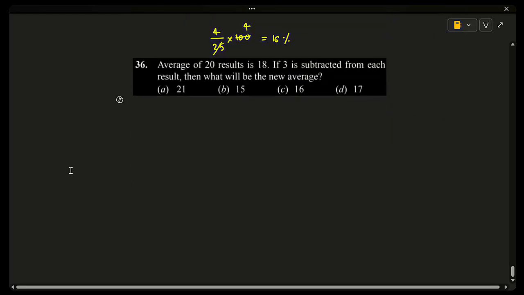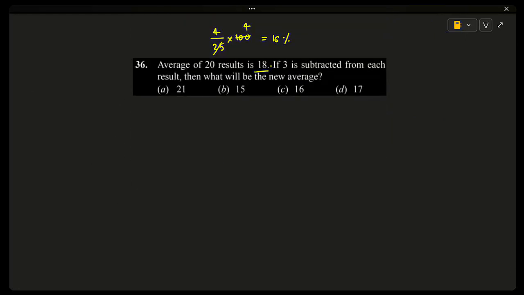Average of 20 results is given as 18. If 3 is subtracted from each result, then what will be the new average? So we discussed this. If the same operation is done on all the observations, the average also gets the same change. Average of 20 results is 18. 3 is subtracted from every result, so from the average also 3 will be subtracted. So 18 minus 3 is going to be 15. Option B.